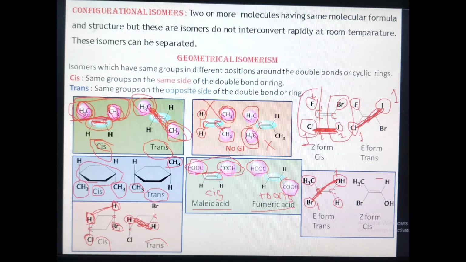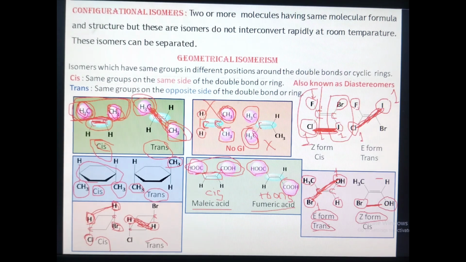OH are on the opposite side of the double bond. When the higher priority groups are on the opposite side, then it is trans when considered for cis-trans, and when the higher priority groups are on the opposite side, it is called E form. Here also bromine gets the higher priority and OH gets the higher priority, and both higher priority groups are on the same side. When it is the same side, then we give the Z form.